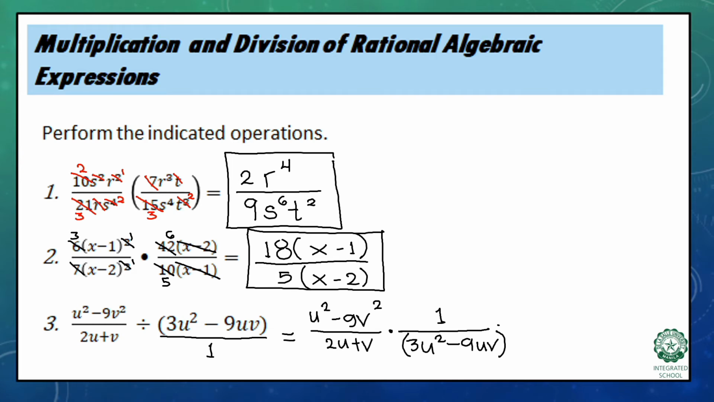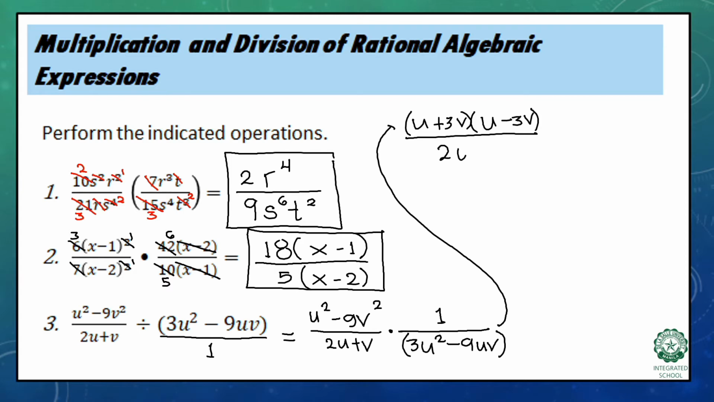Now, let's factor the terms that can be factored. The numerator, you can factor because it is a difference of two squares. So 1 positive and 1 negative are your factors. For u squared, it will be u and u. For 9b squared, it is 3b and 3b. Copy the denominator. It's already simplified.